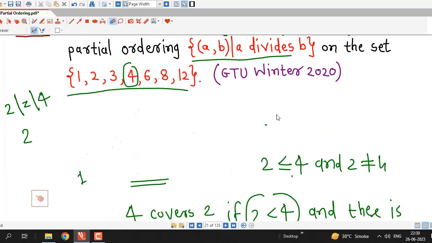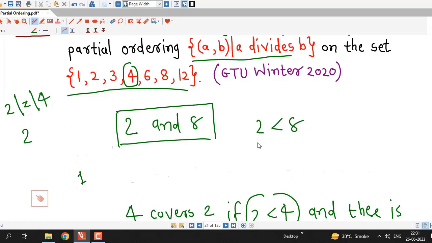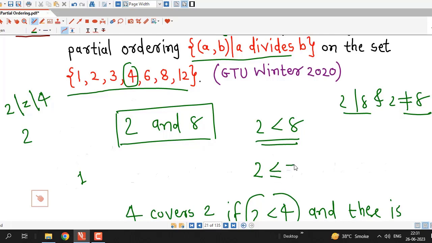For example, if I consider 2 and 8, and I am interested in whether 8 is a cover of 2 or not. So 8 is a cover of 2 if 2 is less than 8. 2 is less than 8 means 2 divides 8 and 2 and 8 are different. So this condition is satisfied, that 2 is less than 8, and there is no z in between 2 and 8, that is, 2 less than or equal to z and z less than or equal to 8.